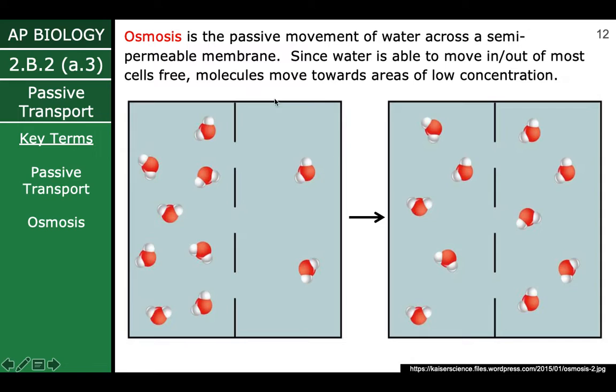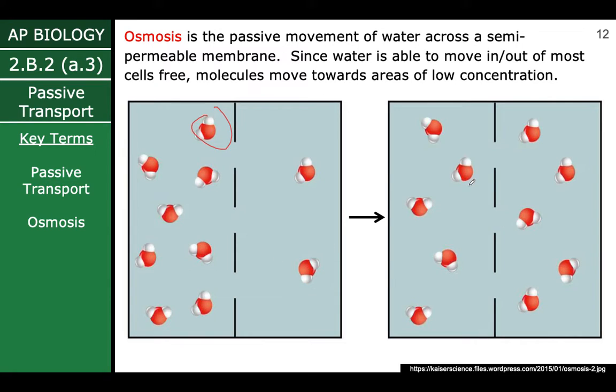But in the context of passive transport, we talked a little bit about this in the last lecture. Water will also move. Here in these diagrams, I have a semi-permeable membrane. That's what this dashed line is, and only water can make it through. Water is able to go in and out of most cells pretty freely. Water is going to move from areas of high concentration of water to low concentration of water. That's what's happening across these two diagrams.